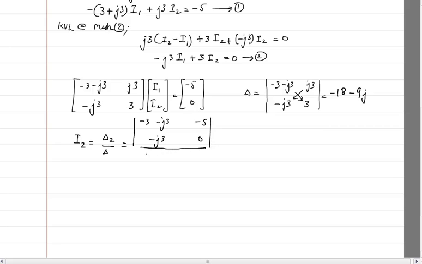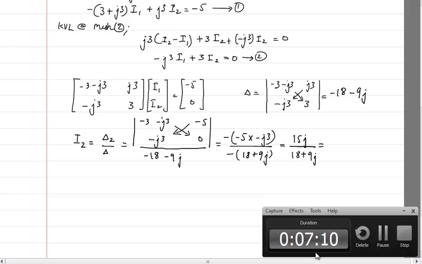That divided by delta, delta is already, I found it as minus 18 minus 9j. Okay, now here cross multiplying this into this is going to give me 0 minus of minus 5, so minus of minus 5 into minus j3, divided by minus of 18 plus 9j. The minus and minus can cancel off, and here minus and minus will become plus. So 5 times 3 is 15j divided by 18 plus 9j.